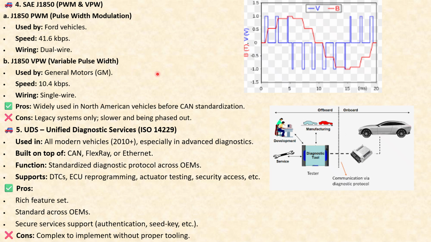To proceed further, next is SAE J1850. J1850 pulse width modulation is used by Ford vehicles, speed is almost 41.6 kbps, and wiring is dual wire. J1850 variable pulse width is used by General Motors, and speed is 10.4 kbps. Wiring again is single wire. The pro is that it was widely used in North American vehicles before CAN standardization. The cons are that these are legacy systems only, slower, and being phased out.